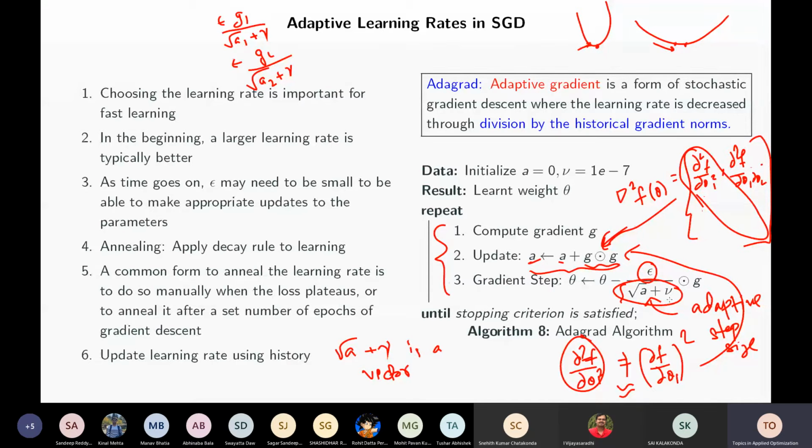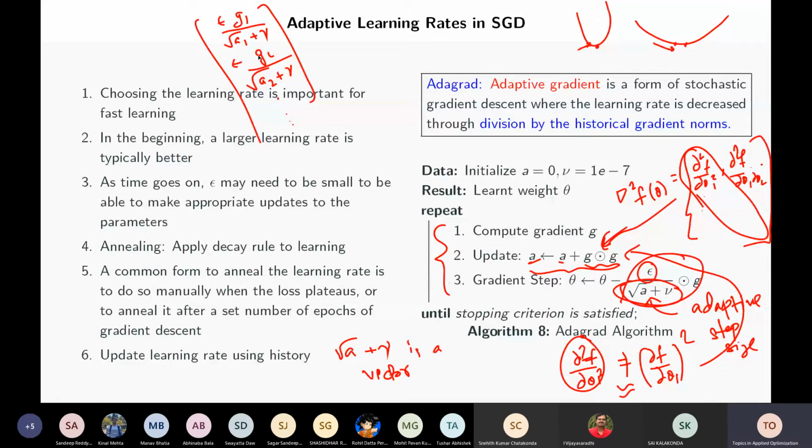I mean the nu is a hyperparameter in the sense that it may happen that some components are 0. To make sure that it's not divided by 0, you add some nu. So this is here to prevent division by 0. So this way we have this vector here, and then OK, so this is the whole thing I've written here.